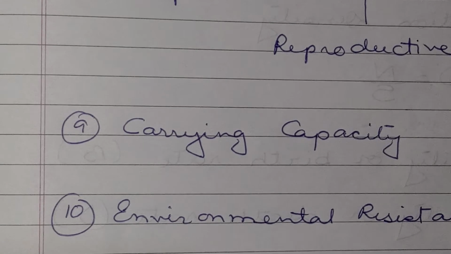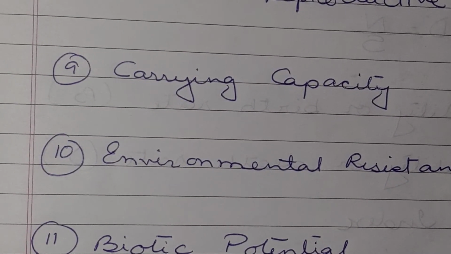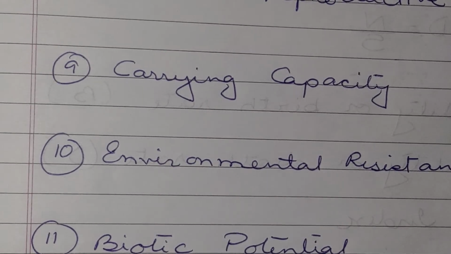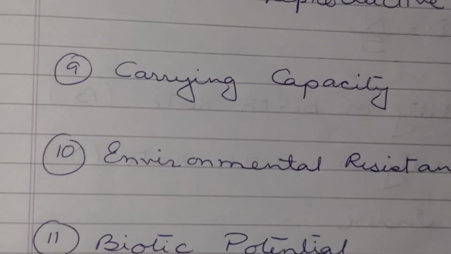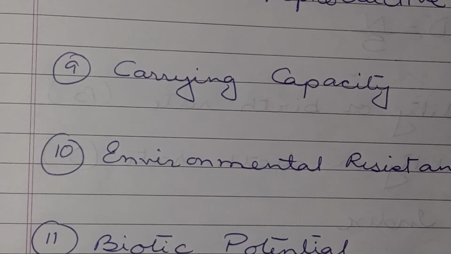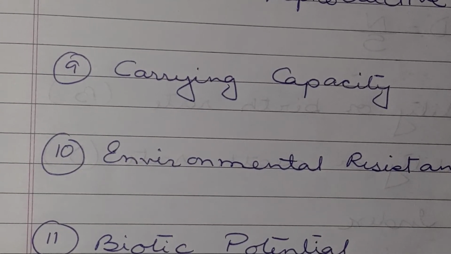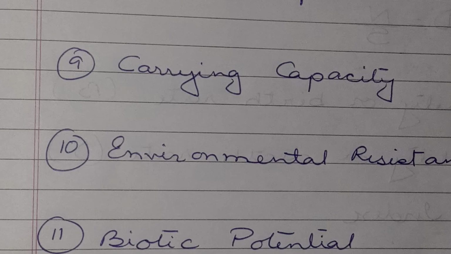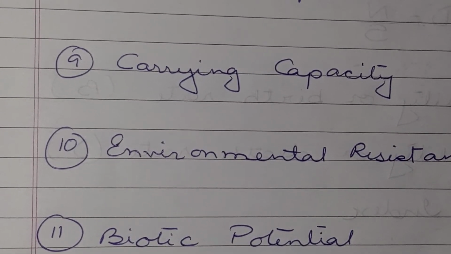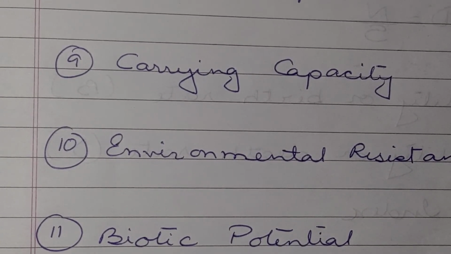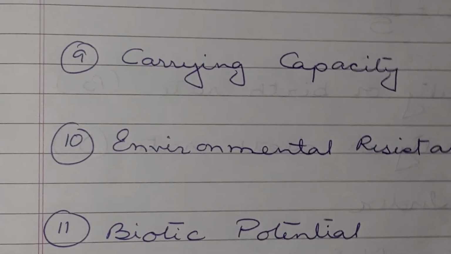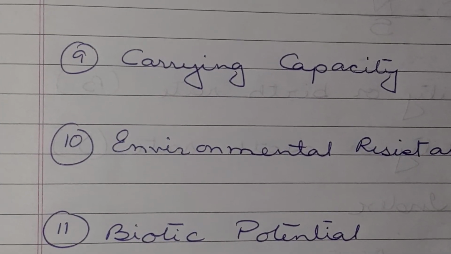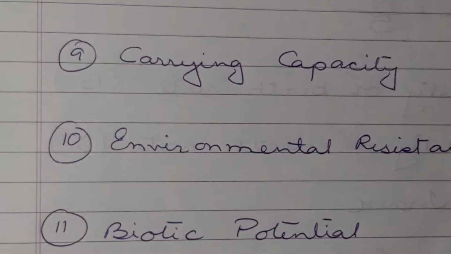Then next comes environmental resistance. These are all population attributes. The sum of environmental factors that limits the population size and keeps a check on the realization of the intrinsic rate of natural increase is called environmental resistance. That means there will always be a check on these environmental factors, in order to maintain the balance.